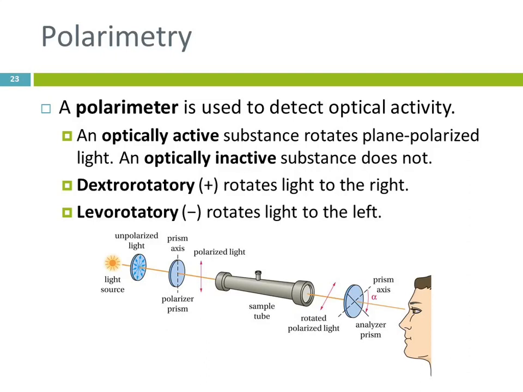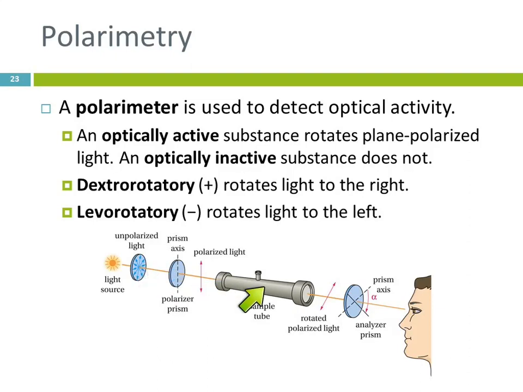We can measure the plane polarization, the polarity of the light, using a polarimeter. So what a polarimeter does is, you've got a source of unpolarized light, and then you run it through a polarizing prism, a polarizing filter, and I'll show you an example in just a minute.